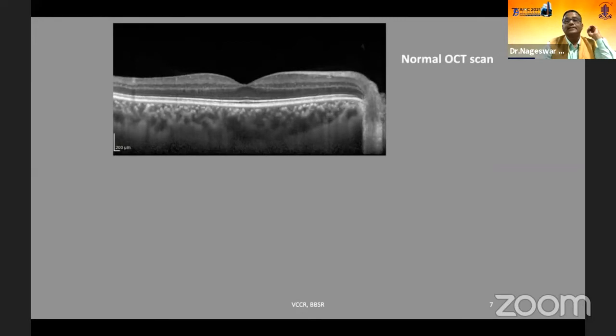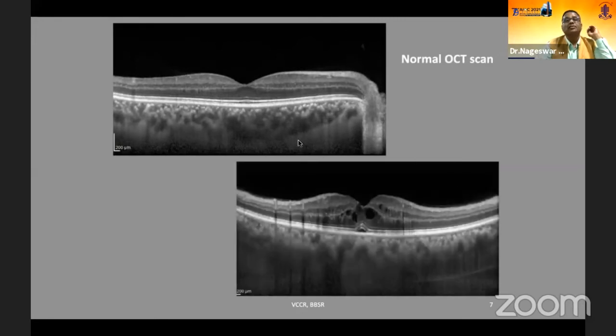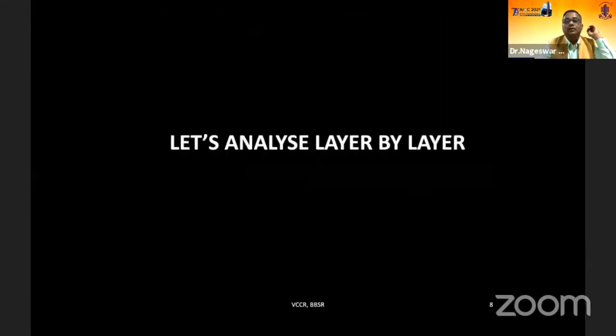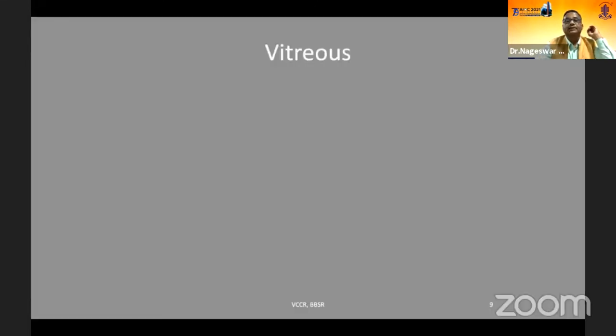This is the normal vasculature. So that is a normal OCT scan. Any abnormality, such as an increase in thickness or cystic deformation, whatever it is, any change we see is abnormal. So let's discuss layer by layer.